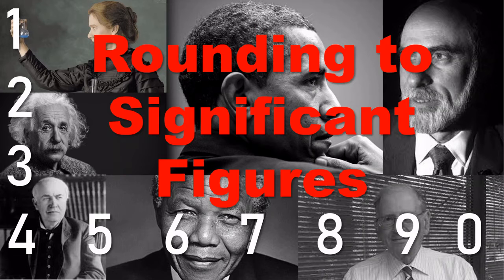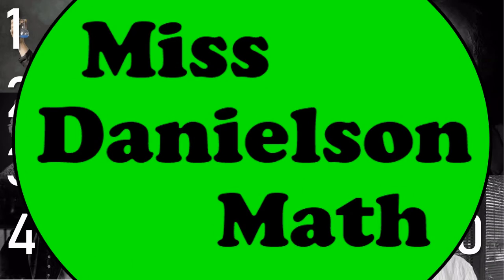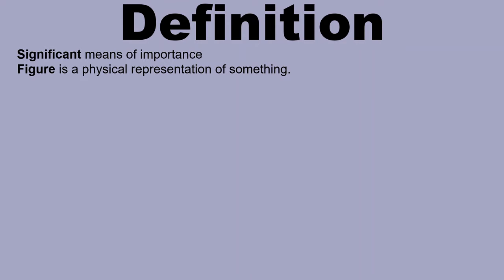My name is Miss Danielson, and today we're looking at rounding to significant figures. Let's get started. Not to confuse you about the types of significant figures we saw on the title page, the mathematical definition of significant figures is a little bit different. Significant means of importance, and we definitely saw some important faces there. And figures means a physical representation of something. So a person could be a figure.